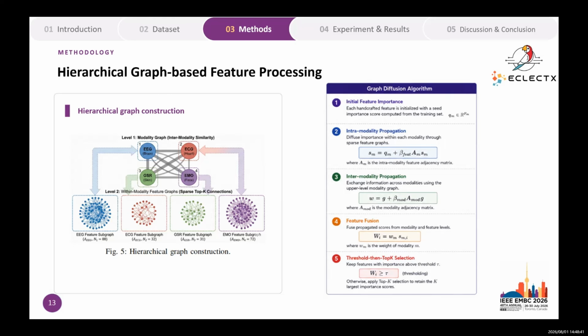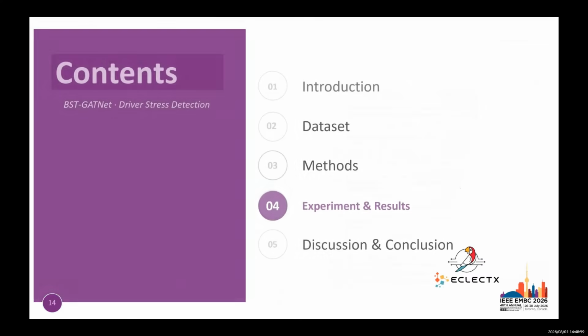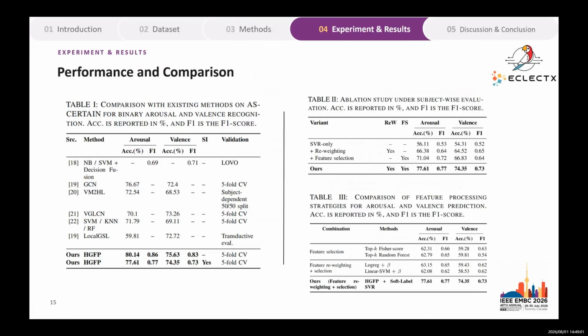Finally, the propagated modality importance is fused with the corresponding feature importance to obtain the final importance weight for each handcrafted feature. These weights are subsequently used for feature reweighting and feature selection before being fed into the downstream emotion recognition model. Then is the experiment and result.